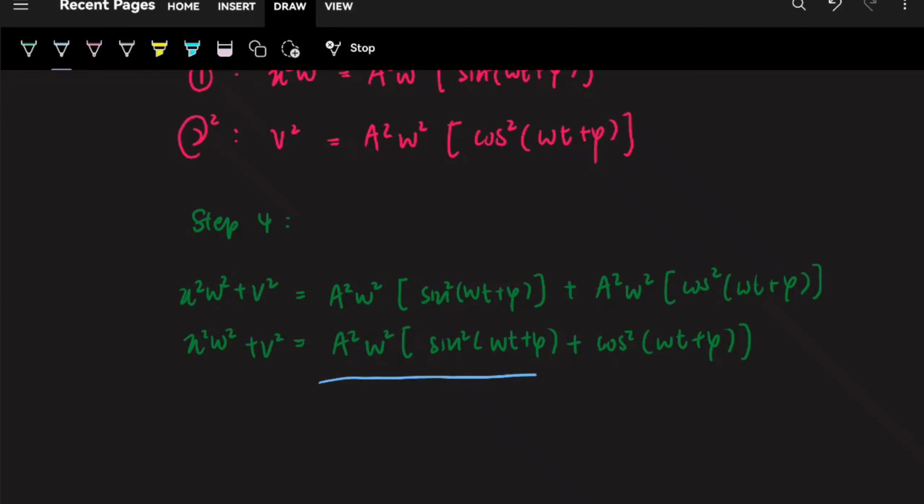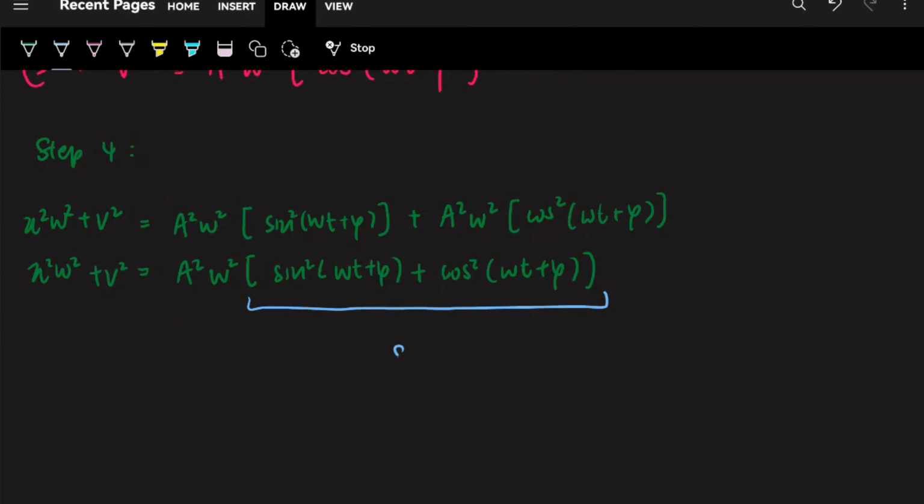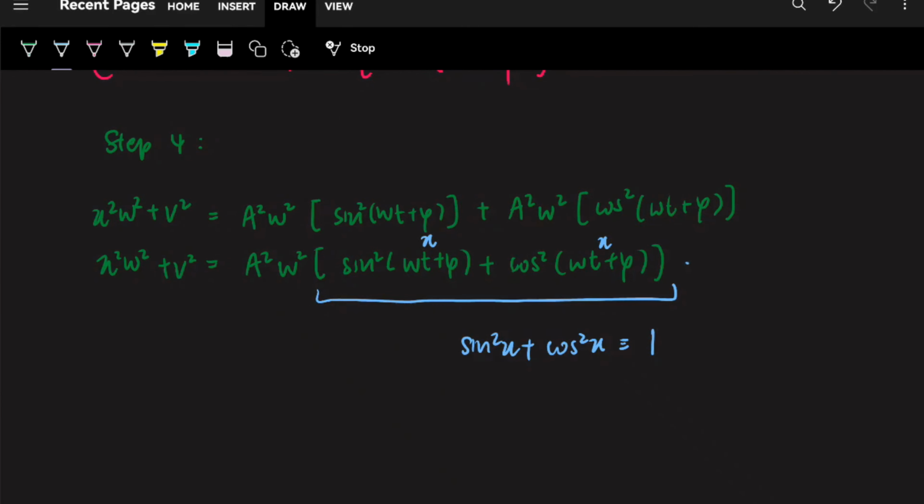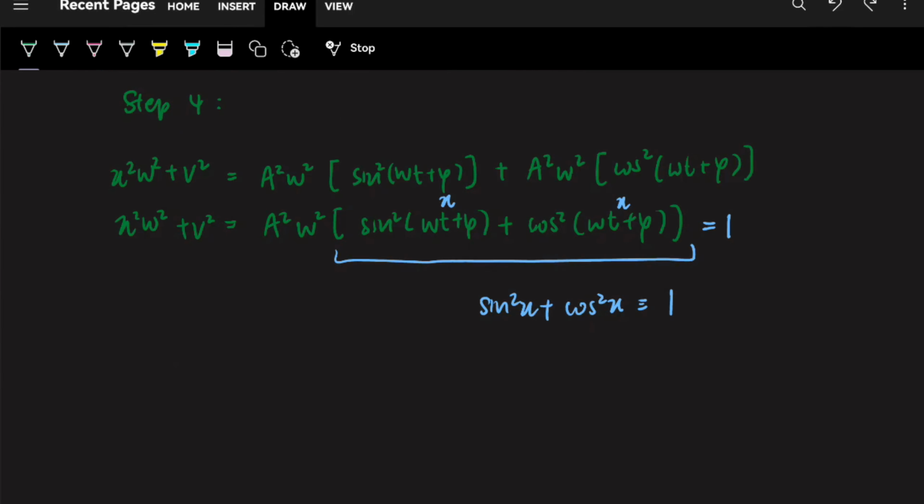Does this seem familiar? Okay, not the whole thing. I mean the one in the bracket. I think you might be really familiar with it because we know sine squared x plus cos squared x gives you 1. And this is an identity. The only difference is your x is now omega t plus phi. So this whole thing now becomes 1. So let me rewrite this. You will get x squared omega squared plus v squared equals a squared omega squared, because the whole thing in the bracket becomes 1.